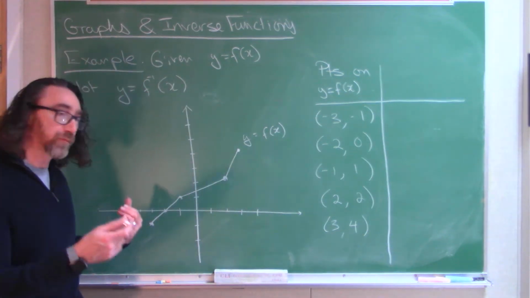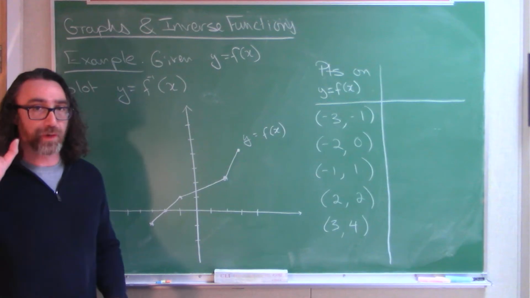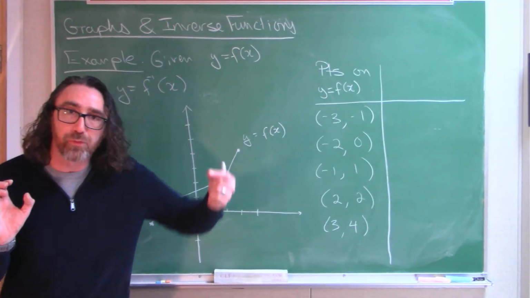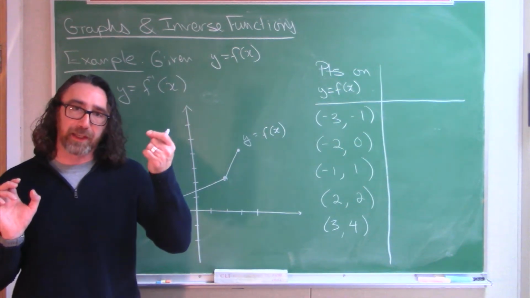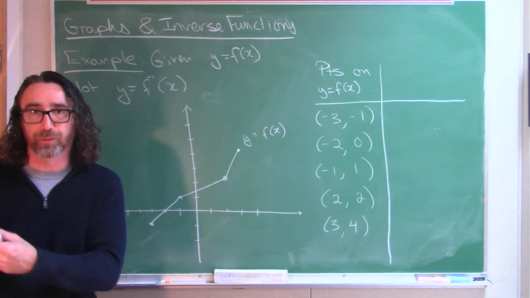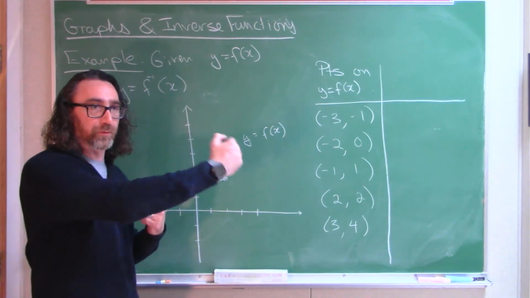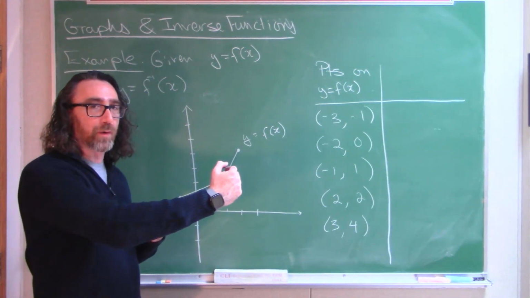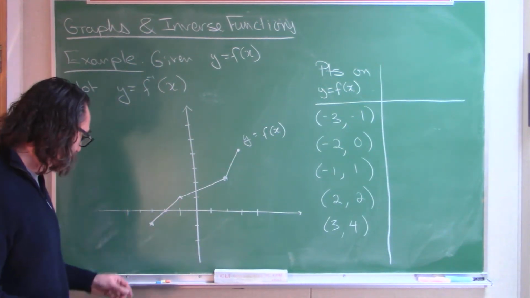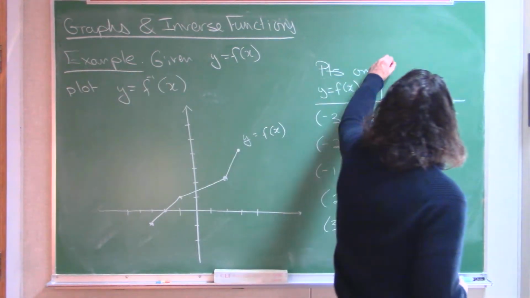And let's think about what inverse functions do. A function takes an input, gives you an output. The inverse function goes backwards. It takes the output and tells you what input you need to use. So the inputs to the inverse function are the outputs from the original function, and it goes backwards. So here's what we do.